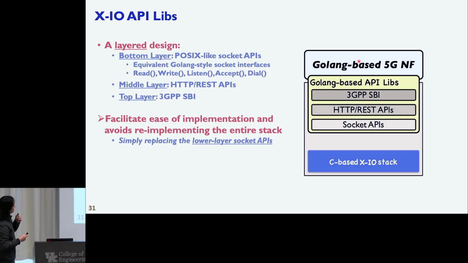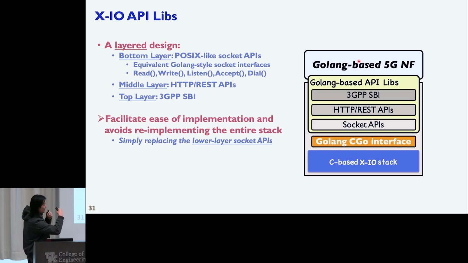And to resolve the programming language incompatibilities, we use Golang's SQL interface modules to make sure that we can seamlessly interface the Golang-based socket APIs and the underlying C-based shared memory IOs. The benefit of choosing a layer design is that we want to reduce the implementation effort and avoid re-implementing the entire stack.